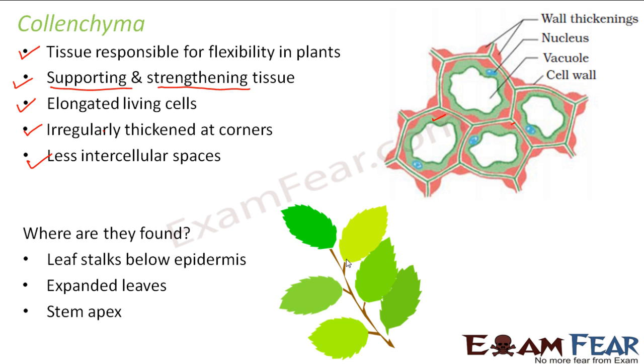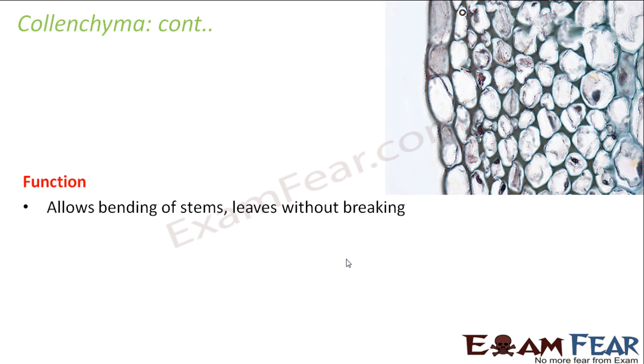The stem apex, the tip of the stem, because for the stem also there is flexibility, right? But at the same time, if you look at the root, there is not much flexibility in the root. So it is not that all parts of the plant have flexibility. Only the parts where this tissue, collenchyma, which is responsible for flexibility, is present, only there you can find some flexibility. So what is its function?